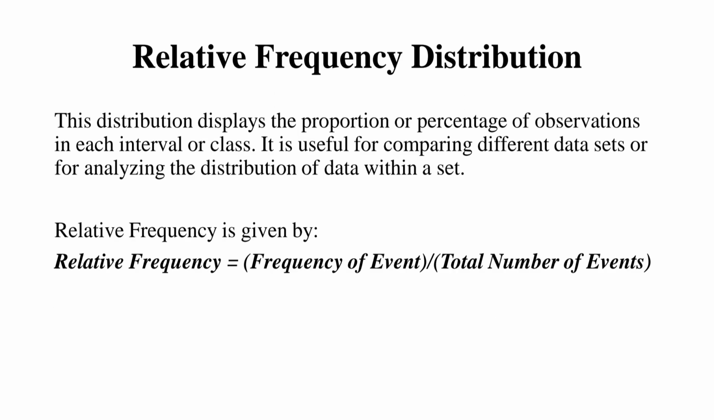The next is relative frequency distribution. In this distribution, we have one formula: frequency of event divided by total number of events. It is like finding a proportion, that is, among the total distribution, how much this value gets distributed. Like this, we can find the proportion of a particular class among the total classes. So it is basically used for comparing data sets, that is, how much proportion this data is distributed and how much proportion the other data is distributed.